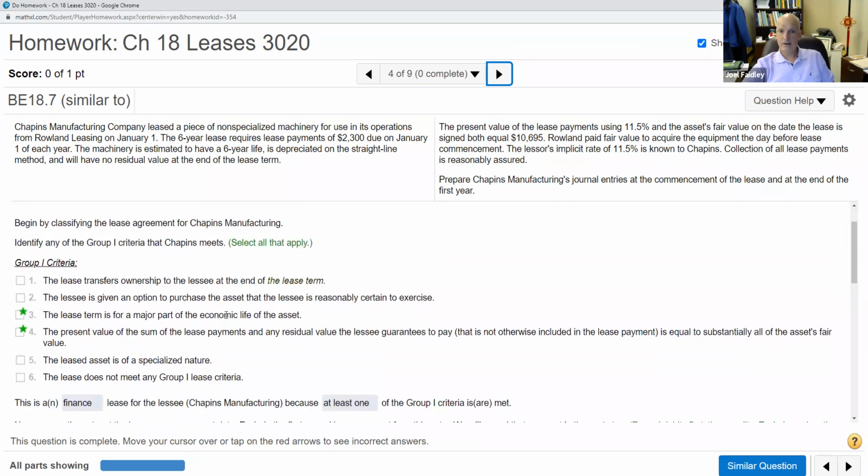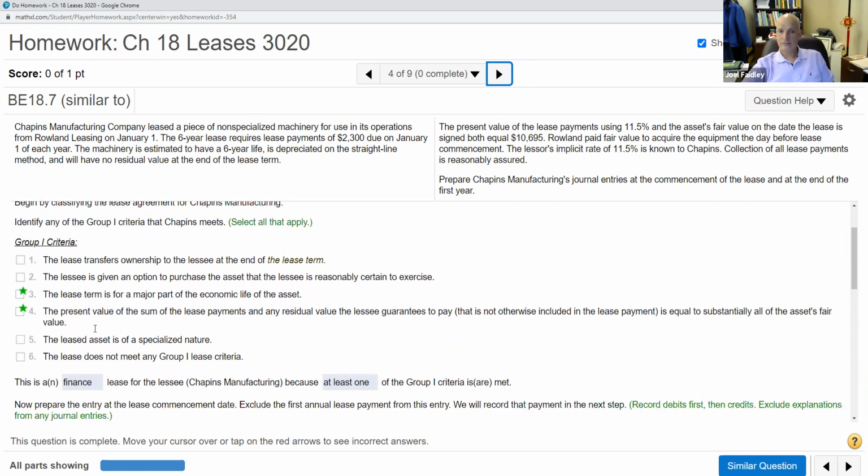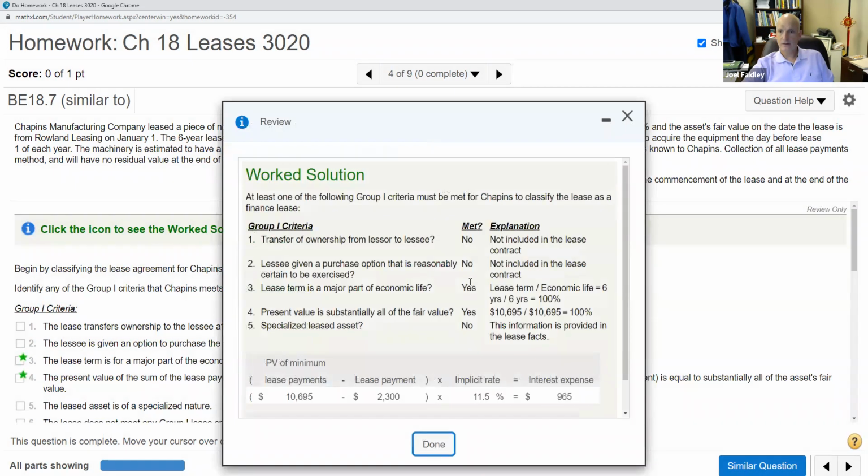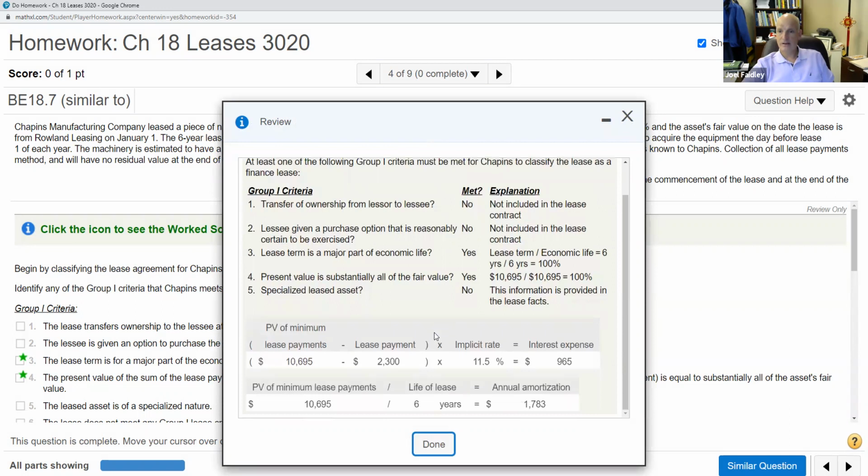So the lease term is a major part of the economic life, right? 6-year lease. It's supposed to have a 6-year life, so it's 100%. Present value, all right, I guess I could click on the solution here. Present value is $10,695 divided by $10,695. That's 100%. So both those are 100%, well beyond what you would consider a yes. And no information on specialized leased asset.